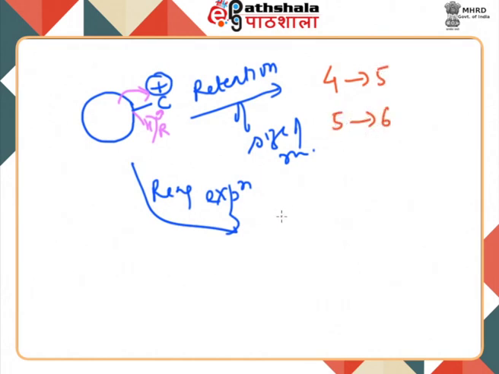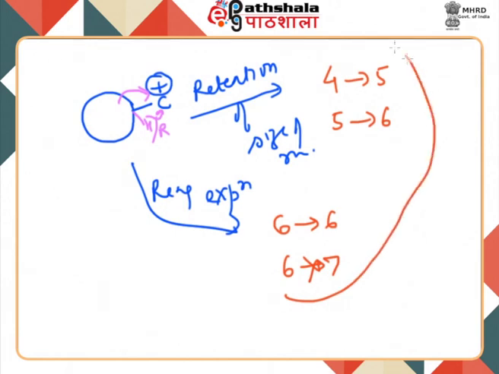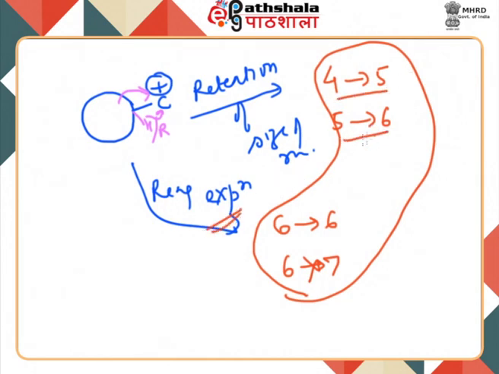But if you are starting from 6, it will remain 6 and it will not go to the 7 ring. So that's how you can see that it is always going to go to the more stable ring. So when you see 4 to 5, it is the ring expansion case. 5 to 6 is the ring expansion case, but 6 to 6 it is the retention of the size of the ring that will be happening, and 6 to 7 will not happen.